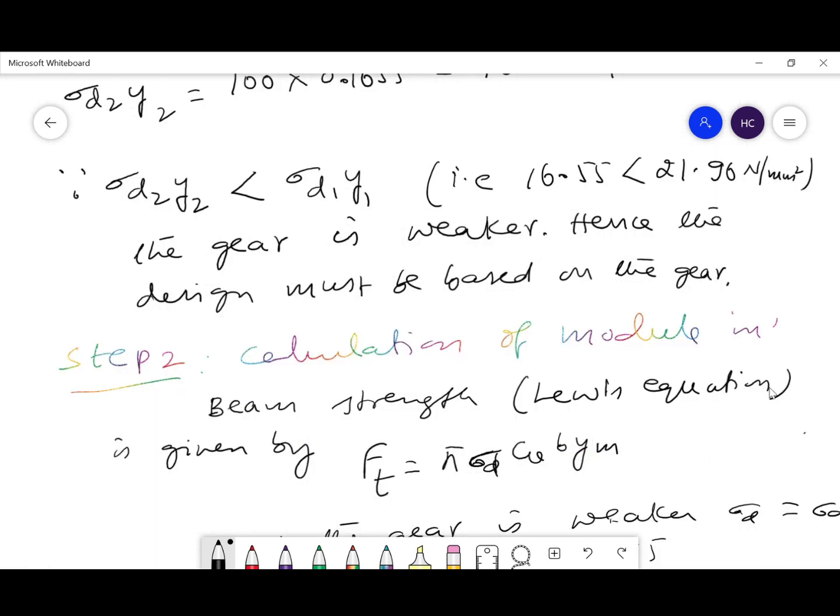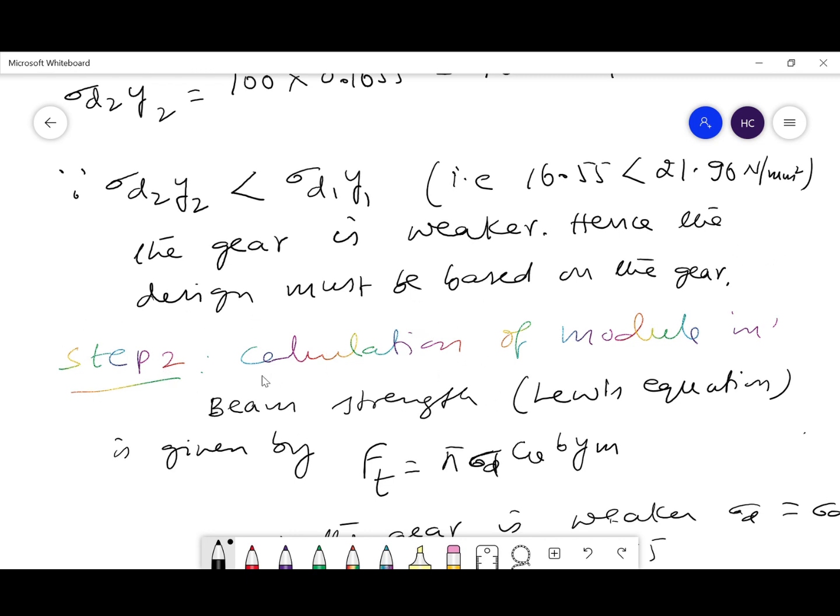So whatever the parameters which are corresponding to the calculations of module or any other important parameters, we must use the parameters corresponding to the weaker member. So here in this case it is gear.